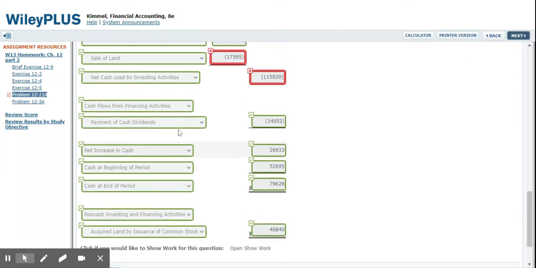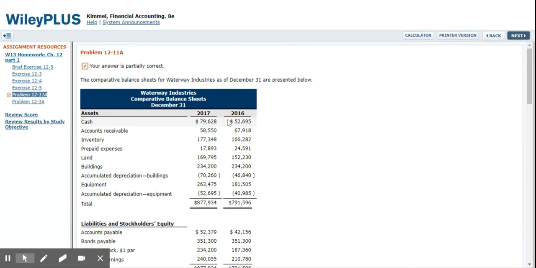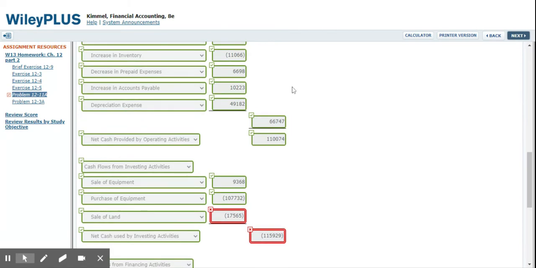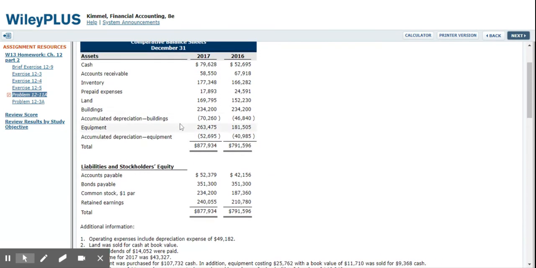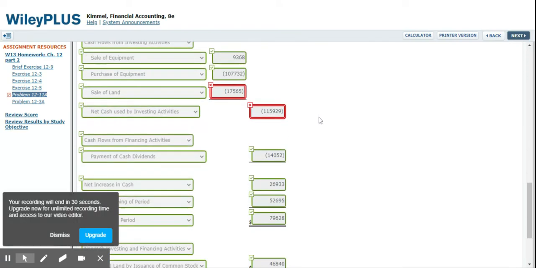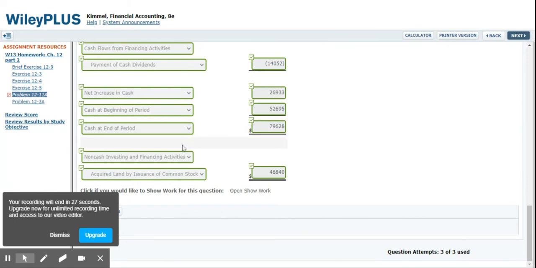So the net increase in cash is from subtracting the 2016 and the 2017 values. And then you do the beginning value and the ending value, and those are both just found from the 2016 as the beginning and the 2017 as the ending. And then in the non-cash investing and financing activities, that number is also given to you. So you'll just add these, and then you'll get your final value. If you have any questions, feel free to ask me about it.